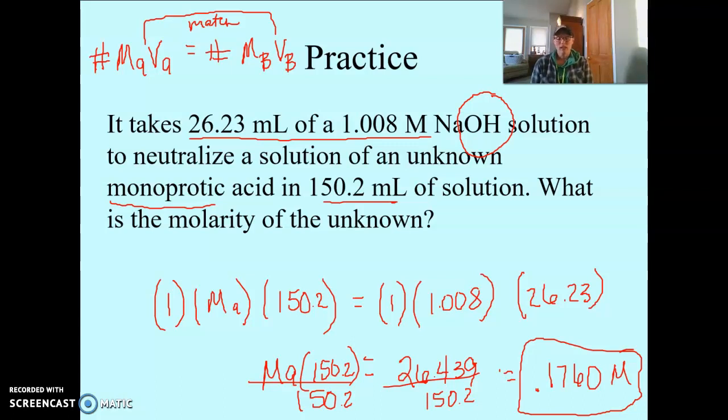So see how it's the same process. You could have done this problem exactly the same way we did the other one, but that does make it a little simpler. That is it for acids and bases. Feel free to let me know if you have any questions. Stop in at office hours, and I will see you later.